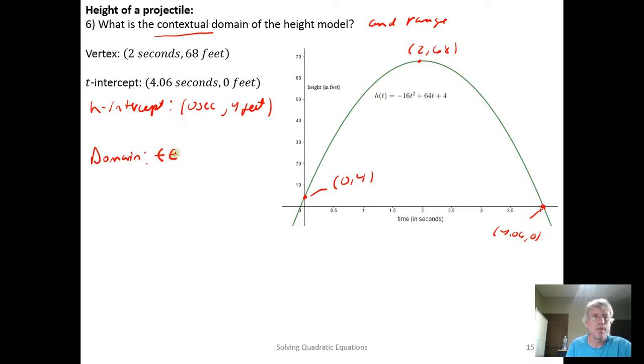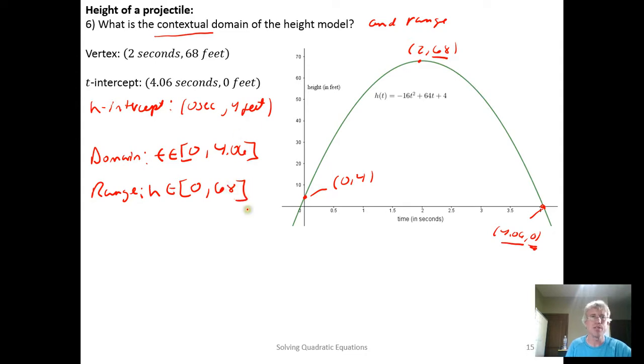Time is an element of what interval? Well, the ball is thrown at the 0 second mark, and it hits the ground at the 4.06 second mark. So there's my domain and my range. The range is where the heights go. So the heights are going over an interval. Well, the lowest it ever gets is on the ground at 0 feet, and the highest we ever get is 68 feet. So there's a contextual domain and range for this model.